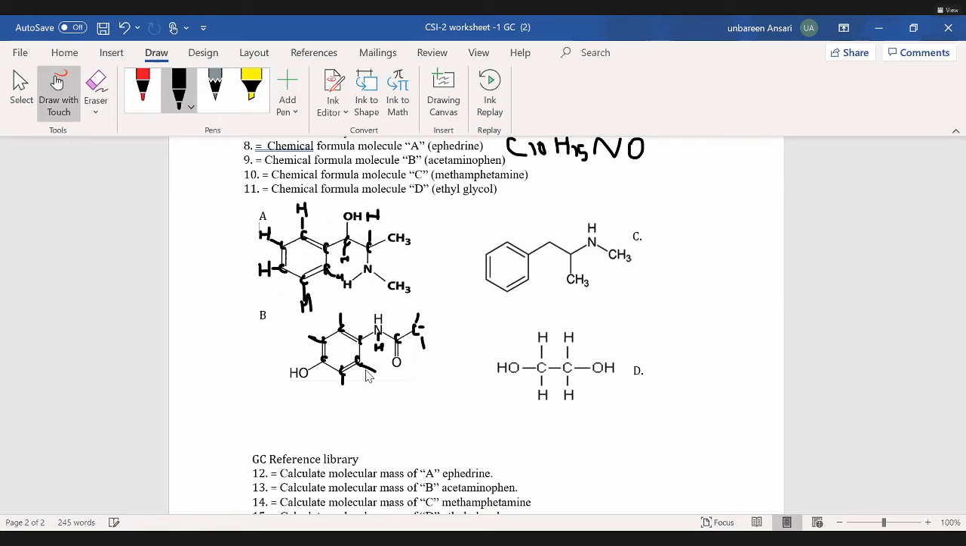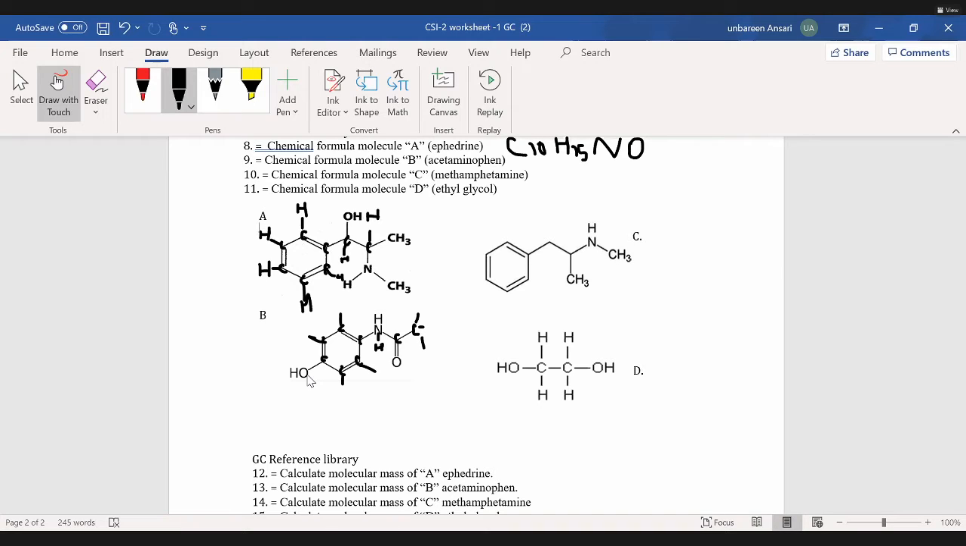Yes. Okay, so then we count the C's. One, two, three, four, five, six, seven, eight. So it is C8, H9. There are three hydrogens over here, then 3, 4, 5, 6, 7, 8, and 9, H9. And of course N and O2, NO2. So that was pretty straightforward, correct?